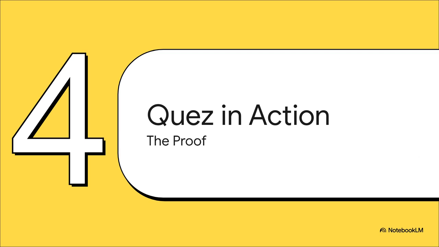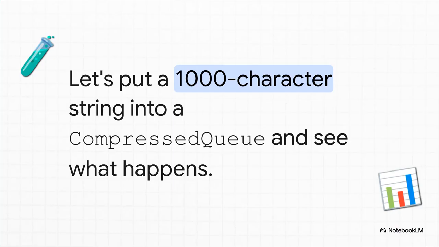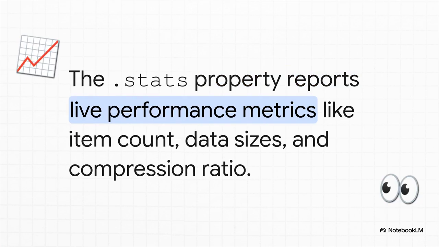Let's see the proof. How well does this thing actually work? All right, let's run through a quick little example. Super simple. We're going to take a string with 1,000 random characters. We'll create a default Quez queue and just pop that string right in there. Now, one of the coolest parts of Quez is this handy little .stats property. It lets you peek inside and see exactly what's going on. So, let's ask it, what did it do with our data?